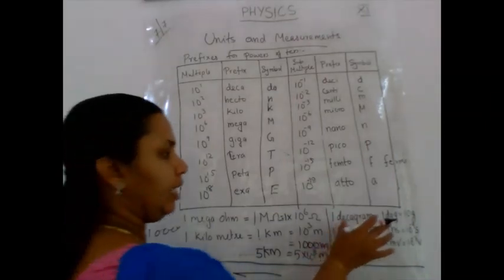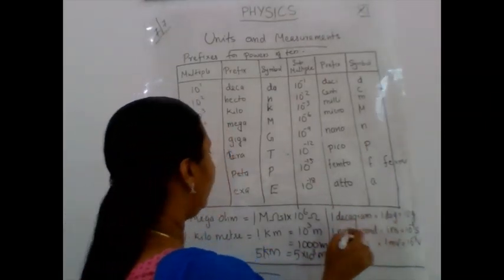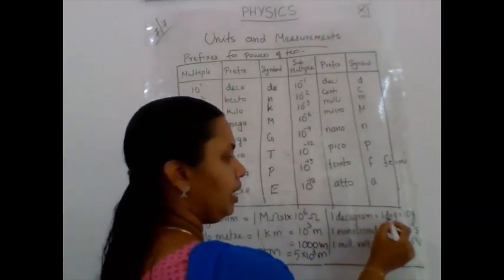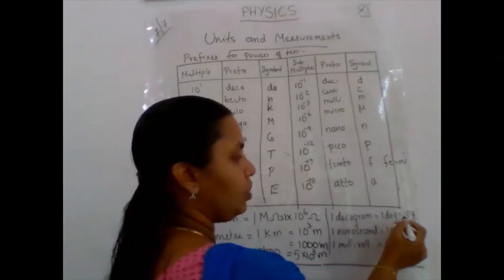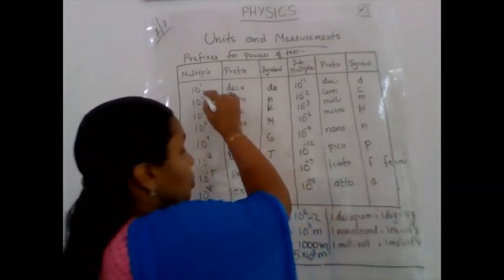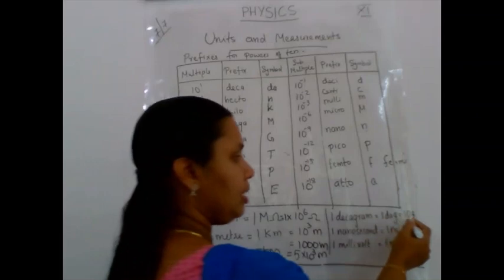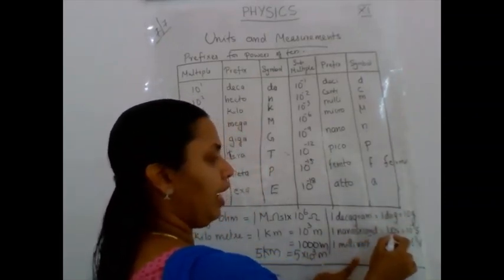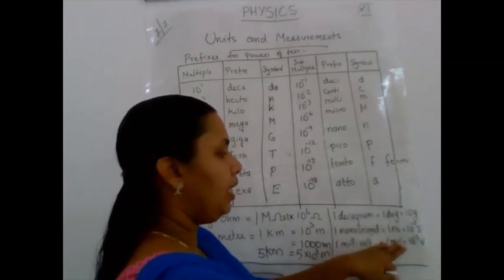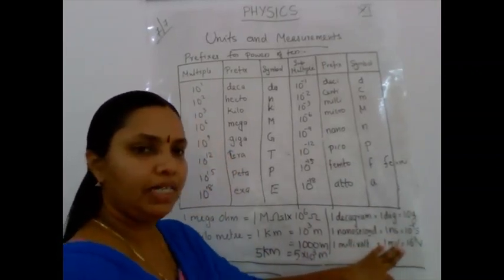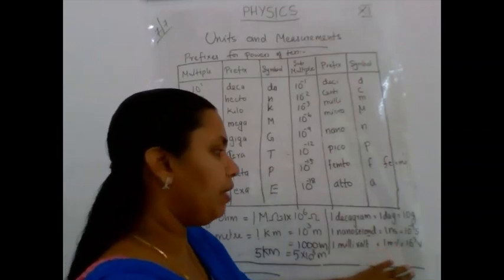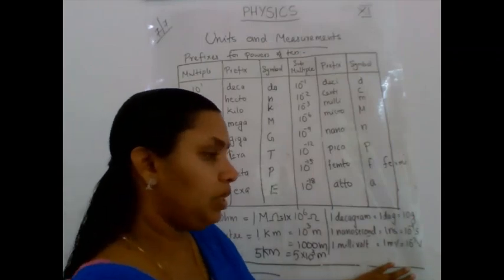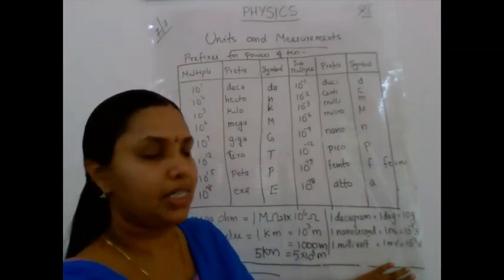Then here deca. Decagram. Deca means how much? Deca is 10. So 1 decagram. Deca is represented by da and gram by g. So 1 deca is 10 raised to 1, and 10 raised to 1 is 10. So it is 10 gram. Then nanosecond, ns. n for nano and s for second. So 1 nanosecond is 10 raised to minus 9 second. 5 nanosecond is 5 into 10 raised to minus 9 second. 100 nanosecond is 100 into 10 raised to minus 9 second.